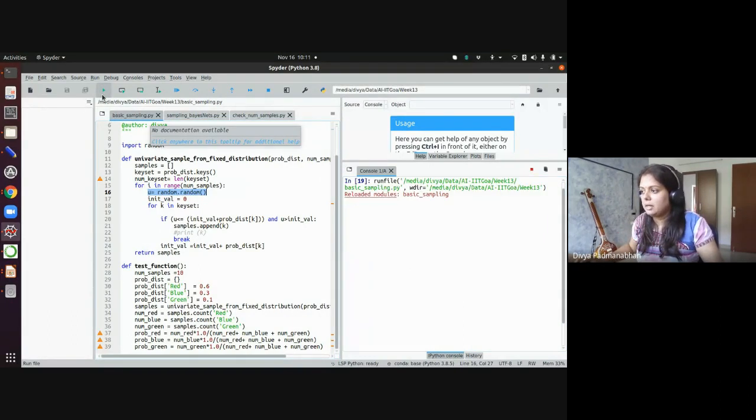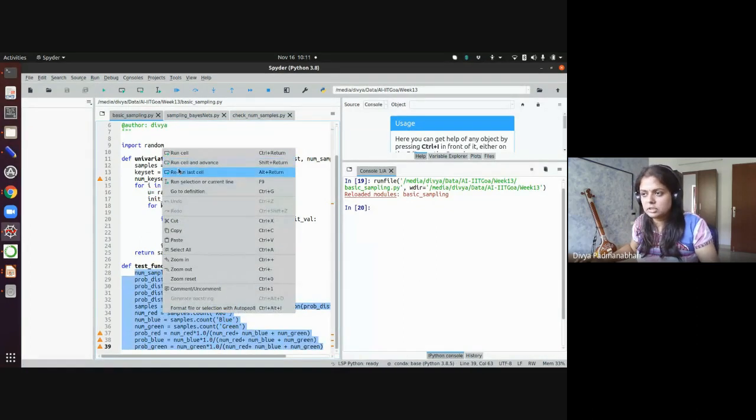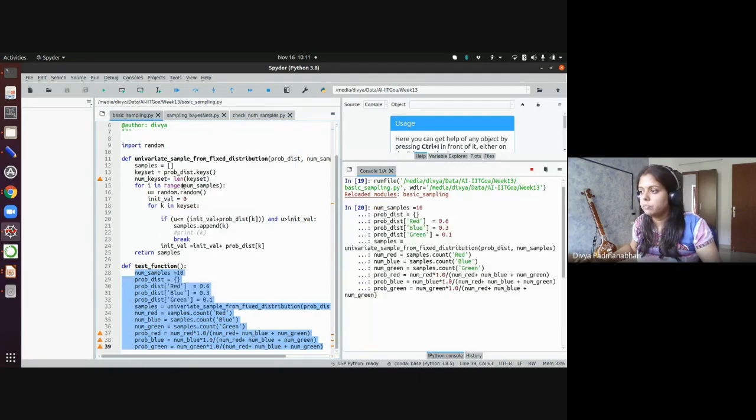Okay, so maybe let me run this, and I'm just going to draw 10 samples for now, just to show you. So I'm just running this code. This is where I initialize the distribution, and this is the function where I'm drawing the samples. And here I'm just counting the samples: the number of red, the number of blue, the number of green.